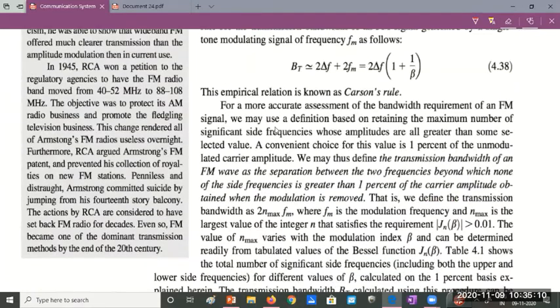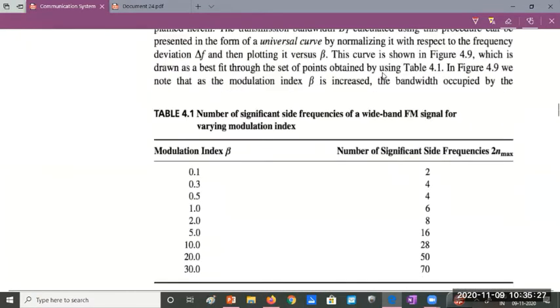Then we spoke about the transmission bandwidth BT. This transmission bandwidth is 2 delta F plus 2 FM. This is an alternate way of writing 2 into 1 plus beta into FM using Carson's rule. So we could write it in different ways. And we said that by Carson's rule, we are going to underestimate the bandwidth.